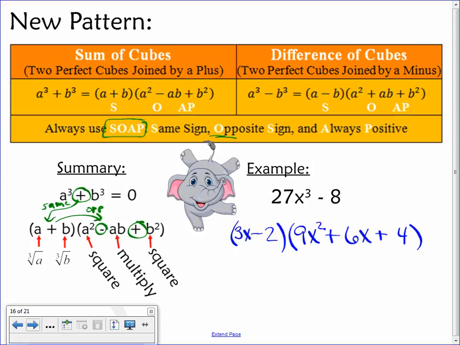So you square the first one, multiply the other. Yeah, it's a matter of recognizing the pattern. Set up SOAP, square, multiply. Yep, I took the cube roots of them.